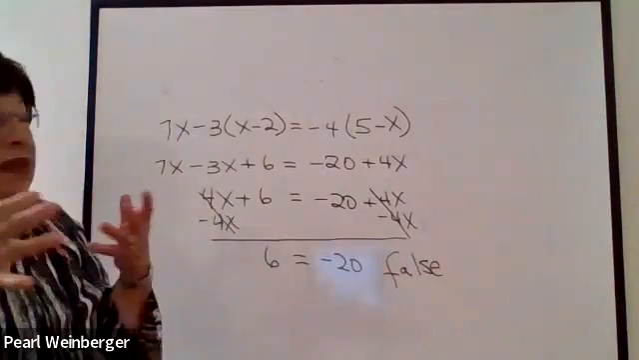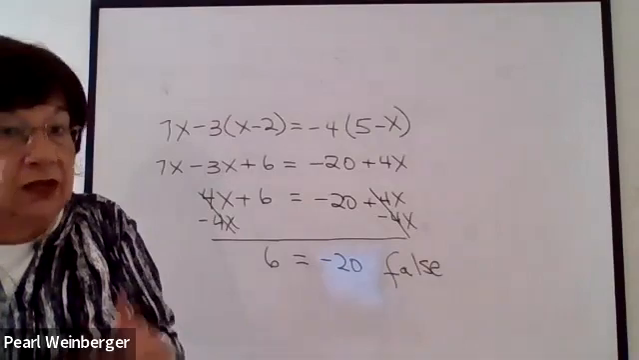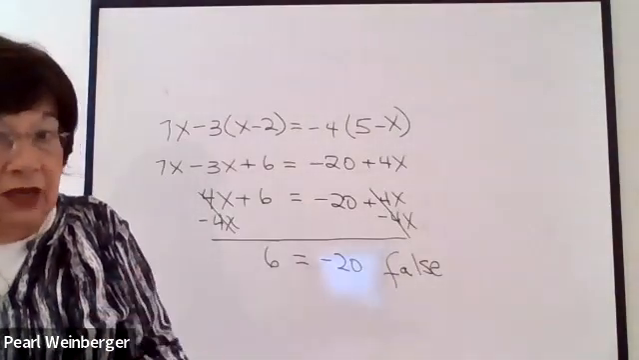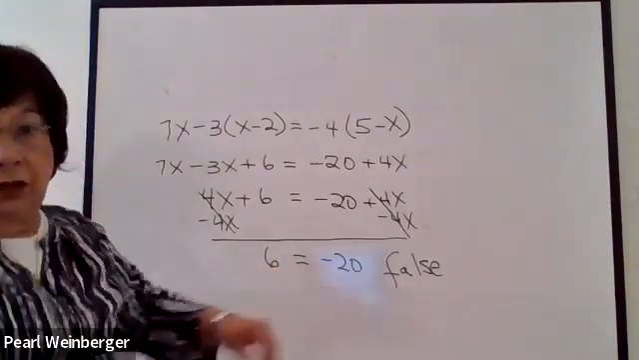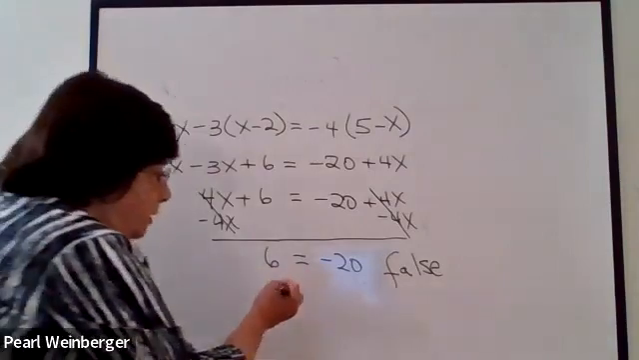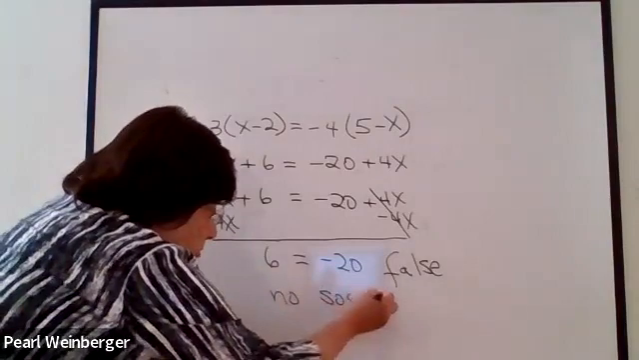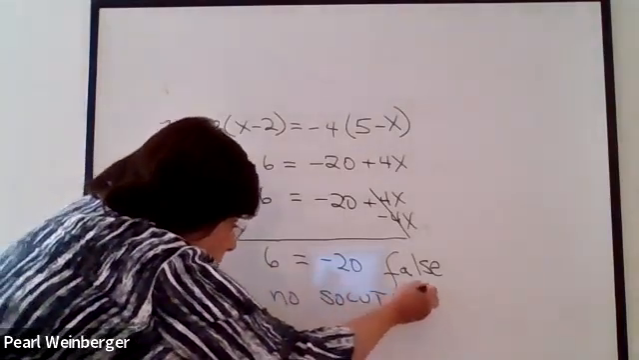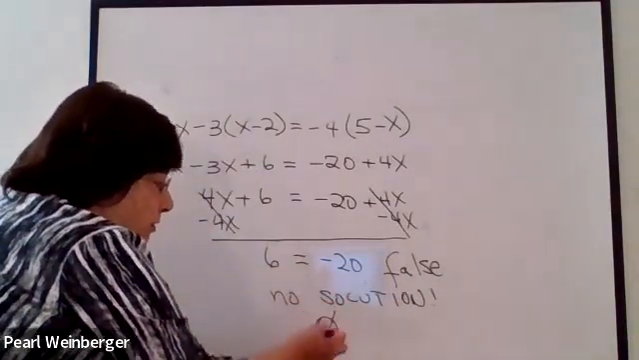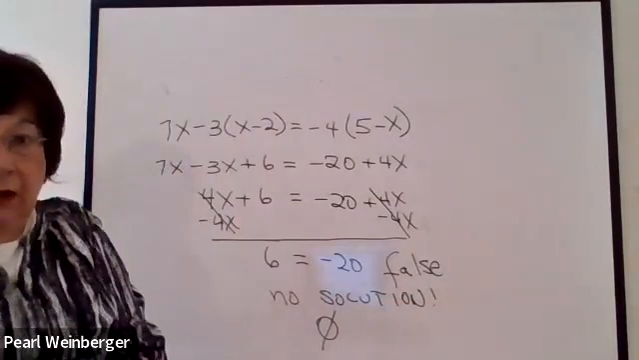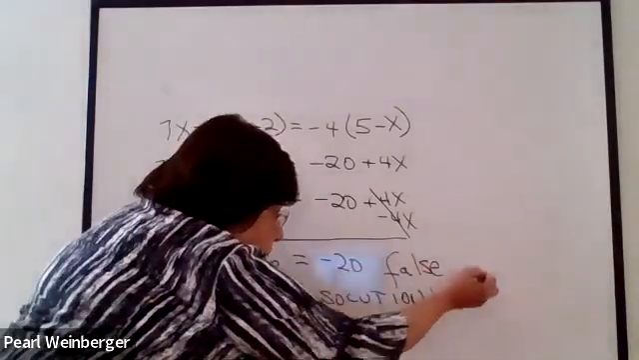Notice it's not a conditional statement. It doesn't have any variables in it. It doesn't have any x's in it. It's just saying something about numbers. It's something that's patently false. If it's false, that means there is no solution. Sometimes that's written with a zero with a line through it. That's another way of writing no solution.